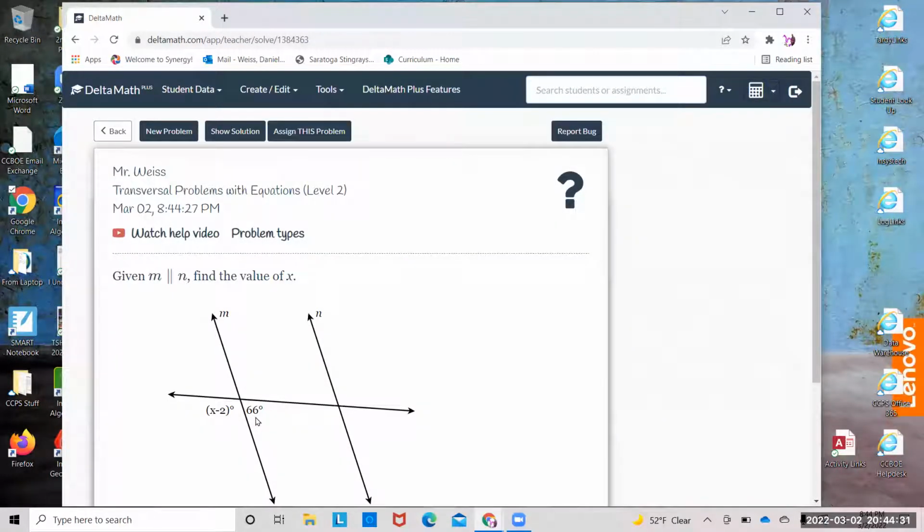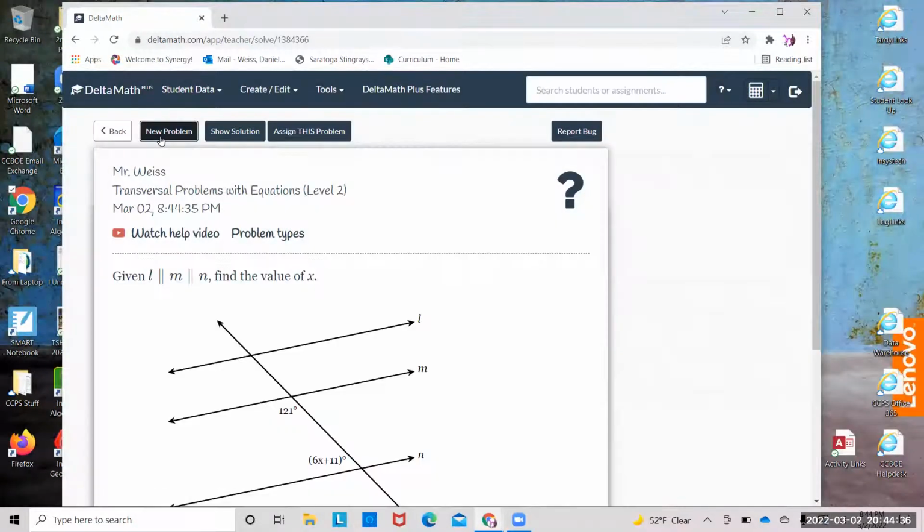X minus 2 plus 66 equals 180, right? These two, remember, same side interior angles, they add up to 180. 6x plus 11 plus 121 equals 180. If this is 132, this guy over here is 132, and 132 and this guy are corresponding, so they're equal. So x plus 13 equals 132. Solve for x.